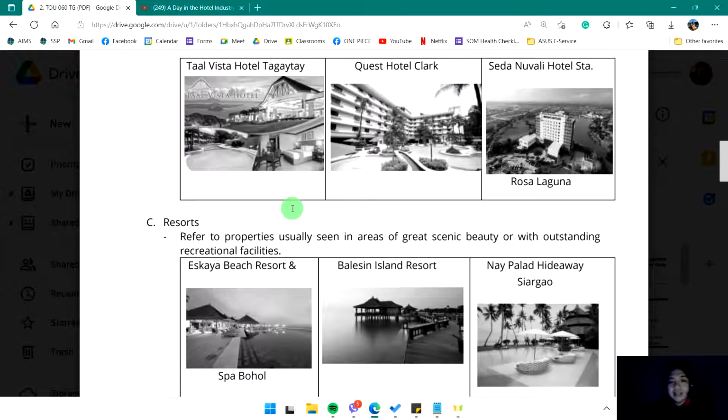Next we have again the resorts. And of course, resorts can only be found in areas where water really is accessible, especially in beaches. So, madalas makikita yung mga resort malapit talaga sa mga beaches kasi doon na din naman talaga sila nakalocate. But aside from beaches, one of the things that you can also define resort hotels with are properties that can be seen in areas with great scenic beauty or with outstanding recreational facilities. Okay.